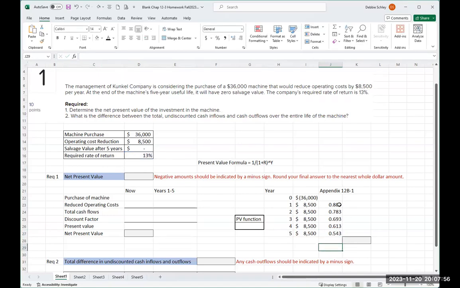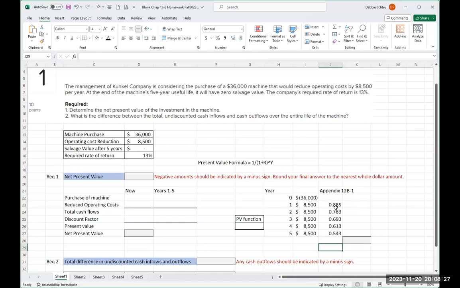Now, if you go in the book and you look, these are the numbers that are in Appendix 12B-1. Just a note of caution, on the exam you will not have access to this appendix. So you're going to need to know this formula and the present value formulas and the net present value formulas. So get really comfortable with how to do that in Excel and make Excel work for you.